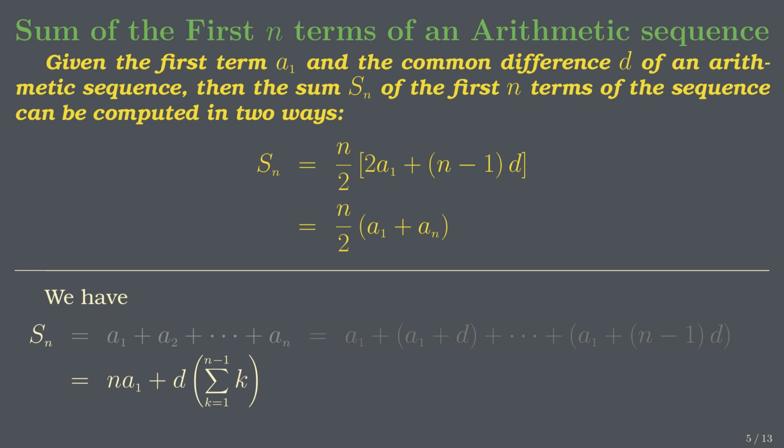And you already have the formula to compute this sum, so it should be n times a1 plus d times (n minus 1) times n over 2. From this you know that this is actually the first formula that you are given in the statement.